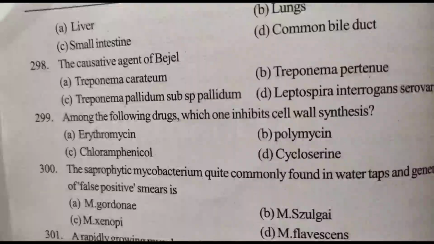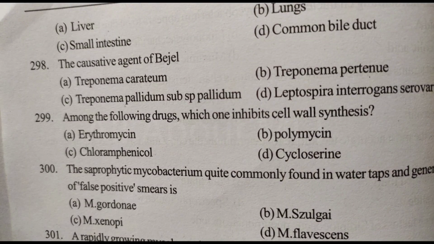Which is the common site of infection of Paragonimus westermani? Option A, liver. Option B, lungs. Option C, small intestine. Option D, common bile duct. Answer is option B, lungs.